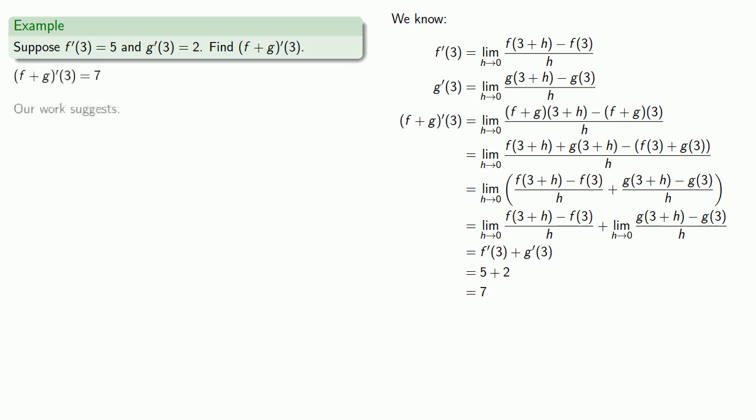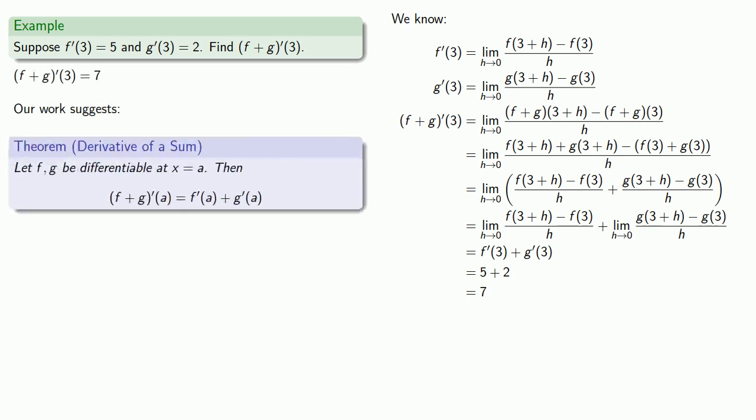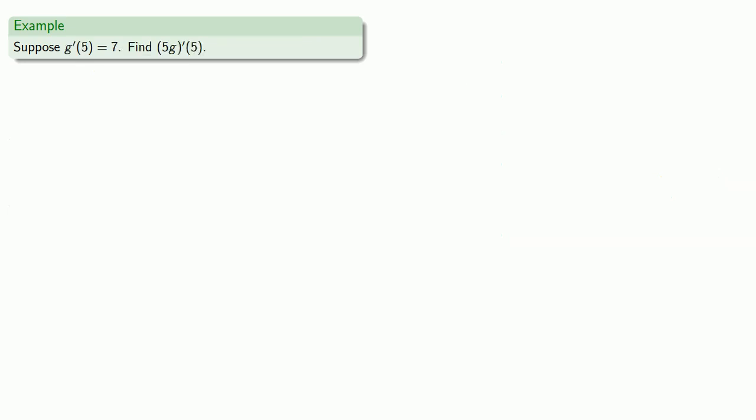And so this suggests another important derivative theorem. If f and g are differentiable at x equal to a, then the derivative of f plus g of a is f prime of a plus g prime of a. Or we might say that the derivative of a sum is the sum of the derivatives. Let's take a look at a different case.